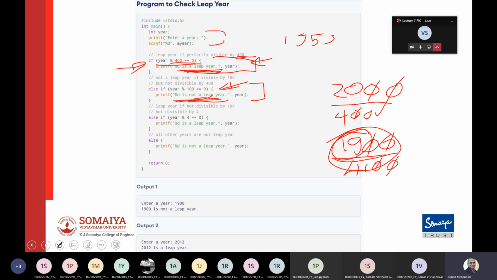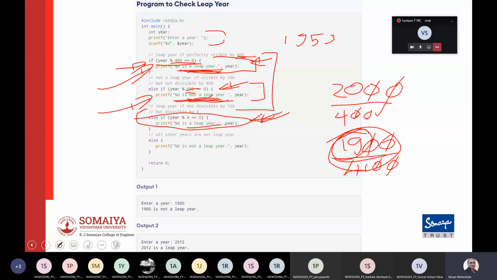Now, if none of these conditions are satisfied, then it will directly check if that number is divisible by 4. So remember, the lowest priority is whether it is divisible by 4 or not. Otherwise, first thing you have to check, the highest priority, is divisible by 400. Then the second highest priority is if it is not divisible by 400 but it is divisible by 100, then it's not a leap year. And finally, it's straightforward.